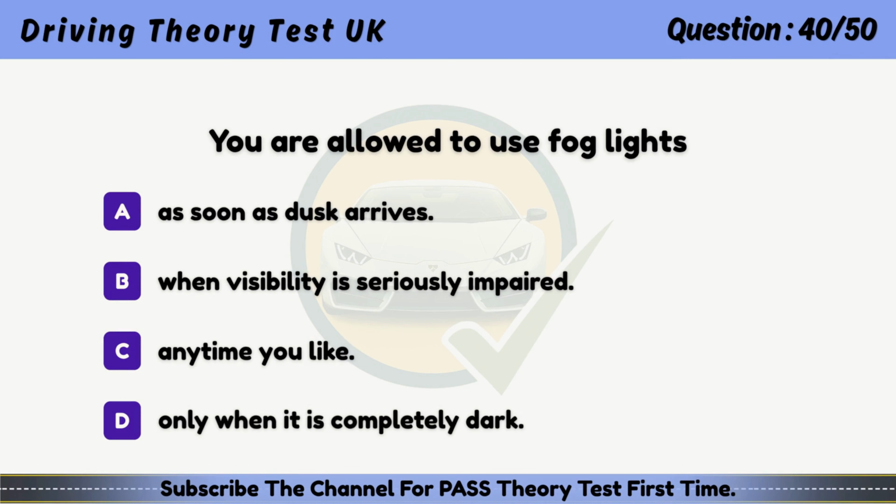Question 40. You are allowed to use fog lights. Option A. As soon as dusk arrives. B. When visibility is seriously impaired. C. Anytime you like. D. Only when it is completely dark.